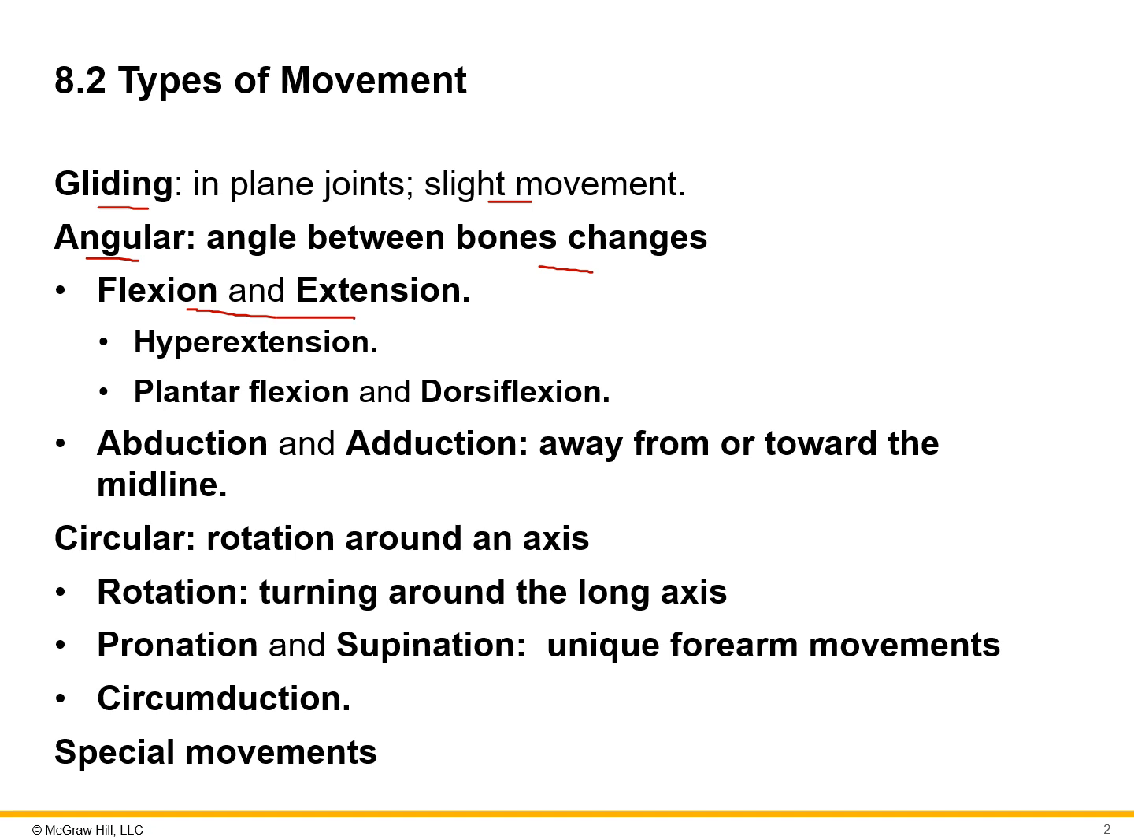And then we have some subtypes of these: hyperextension, plantar flexion, dorsiflexion. So again, they're all types of flexion or extension. Then we also have abduction and adduction, which are moving away from or toward the midline. We have some circular motions, so we have rotations, pronation and supination, and then also circumduction. And then there'll be a few other special movements that we'll go over as well.